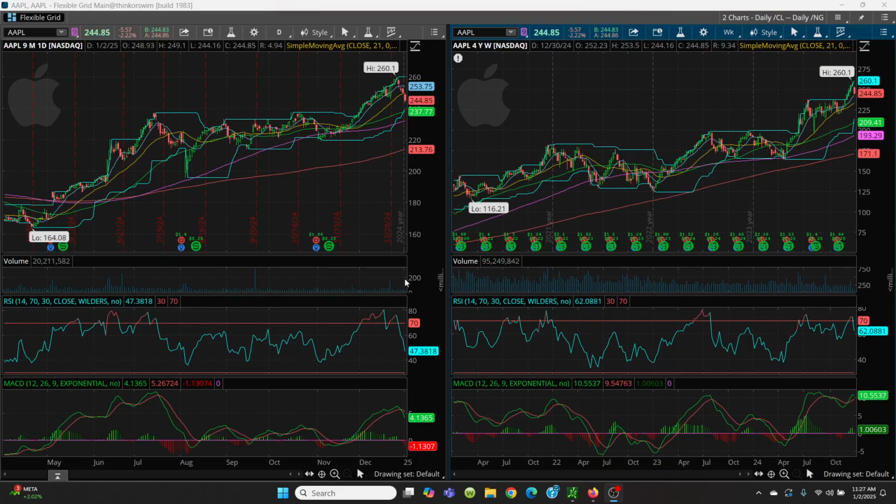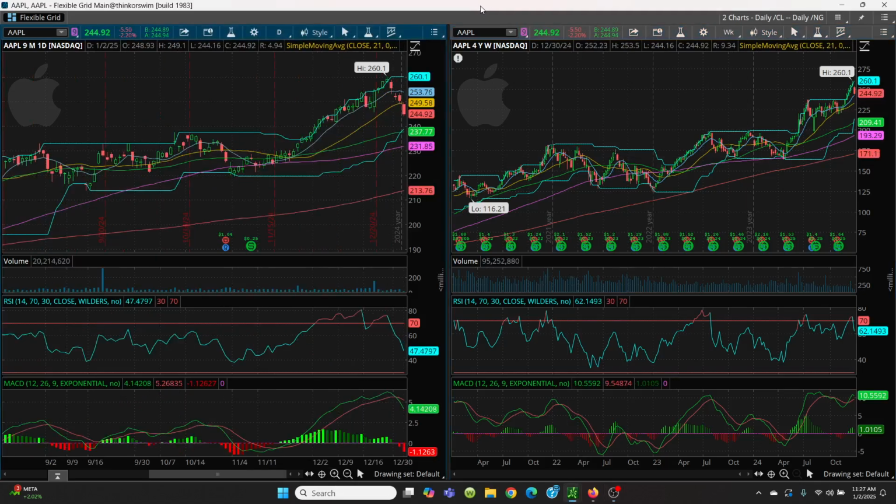Okay, here we have Apple, your daily and your weekly chart. Now, Apple here came out, and I guess they're having a tough time competing in China. So this is not a good thing for them, and they're lowering prices on some of their iPhones here. So we've got to see how this is all going to shake out. So let's take a look here at the old charts.